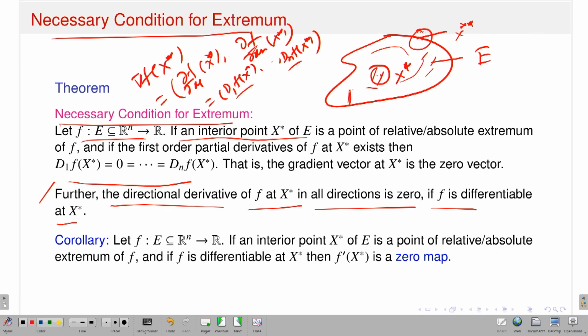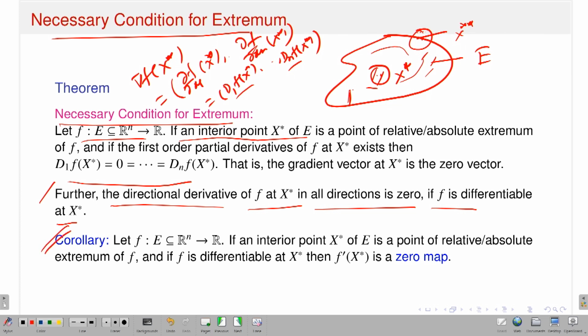Now, if I assume that my function is differentiable, that means the directional derivative I can write in terms of partial derivatives. But the necessary condition already said that if the point is a point of relative or absolute extremum, and since the partial derivatives exist, they have to be 0. So, the directional derivative of f at that point x star can be written as a combination of partial derivatives at that point, and all the first order partial derivatives at that point are 0. Therefore, the directional derivative is 0 in any direction, and that is exactly what I have written, because I assume a stronger condition, that f is differentiable, that means the total derivative exists at the point x star.